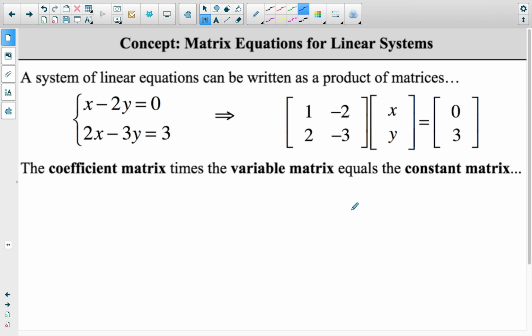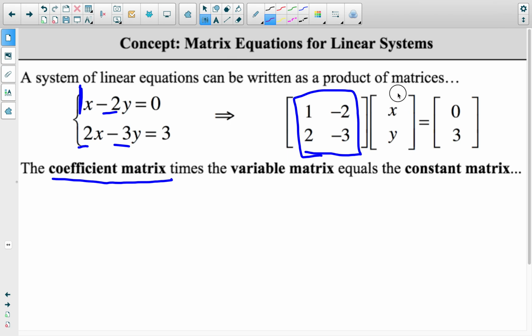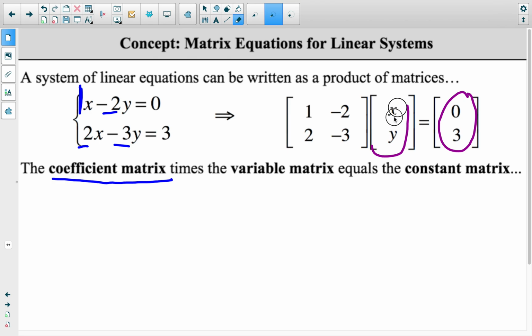There's this concept: we can take a system of linear equations and break it into a few matrices. So take the system x minus 2y equals 0, 2x minus 3y equals 3. I can take all my coefficients, 1, -2, 2, and -3, and make them into what we call a coefficient matrix. Then I can take my variables, x, y, and write them as a variable matrix like this. And then I can set them equal to the constant matrix. That's a concept, and some vocab that's going to have some application.